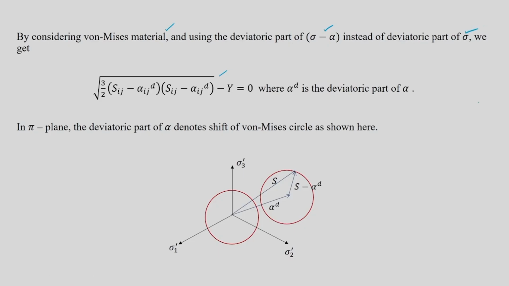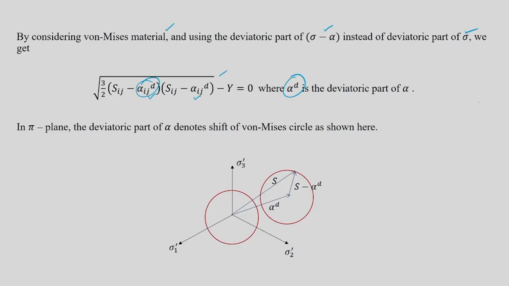So I am going to write square root of 3 by 2 into, initially it was Sij minus y. Now I am going to write square root of 3 by 2 into Sij minus alpha ij into Sij minus alpha ij, minus y equal to 0, where this alpha d is nothing but the deviatoric part of alpha. Since we are speaking about deviatoric stress, the pi plane, or deviatoric plane, will come into the picture.